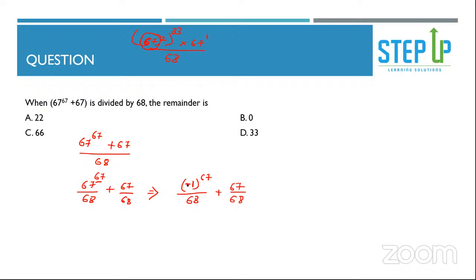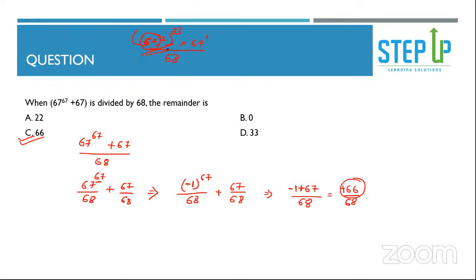Now you know that -1 to the odd power is -1 only. So this will be what? -1 plus 67 by 68. -1 plus 67 is what? Plus 66. So your answer is what? 66. 66 is your answer. I'll say use this -1 method, the negative remainder concept, rather than going into this square, because at times it might be a crazy calculation like here.